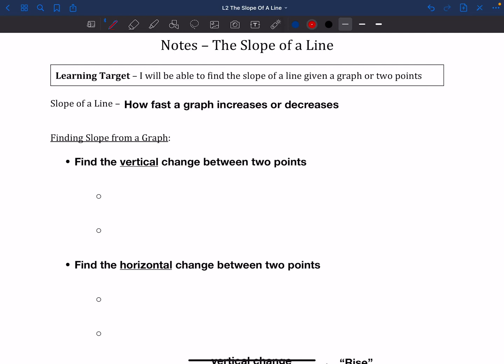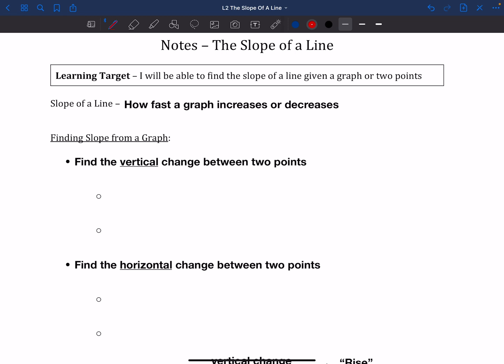Hello everybody. Today we're going to talk about the slope of a line and how to find it. We're going to be able to find the slope of a line given either a graph, which is not too bad, pretty easy. You might have done it in the past already. Or sometimes we can find the slope using 2 points, which is something that might be a little bit new.